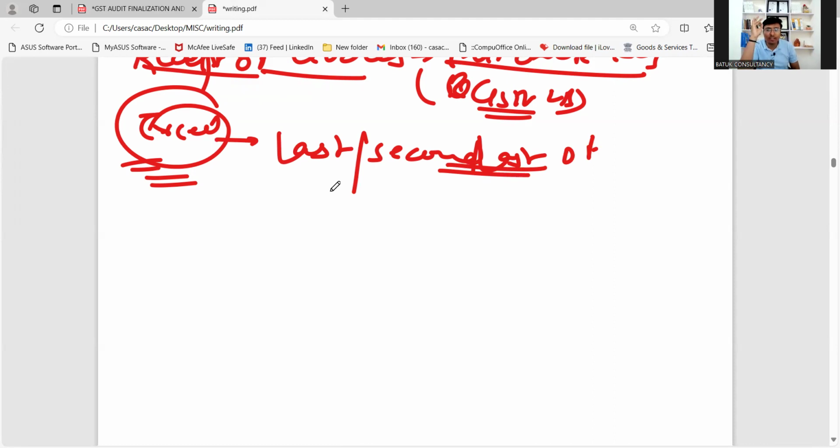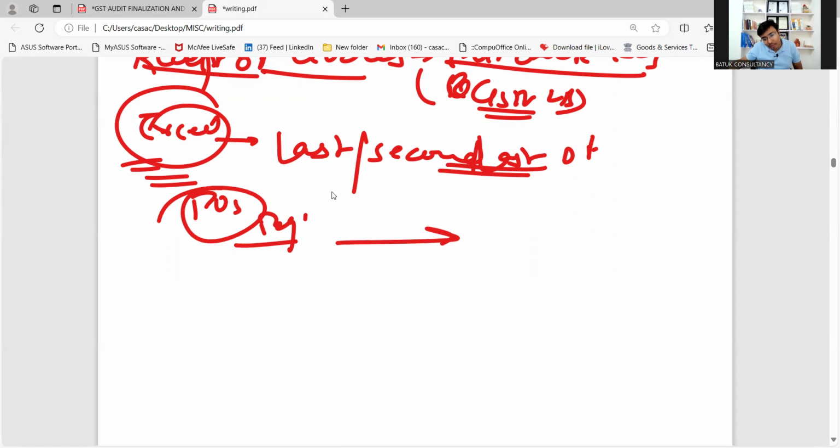Whatever will be the purchase on the last or second last day, you just need to check the POS. That means where he has bought the goods from. Suppose I am in Rajasthan and I have bought certain goods from Maharashtra. Okay, I am in Rajasthan and I have bought those goods from Maharashtra. Many times you will find certain entries at the end of April month, on 29th of April or 30th of April.